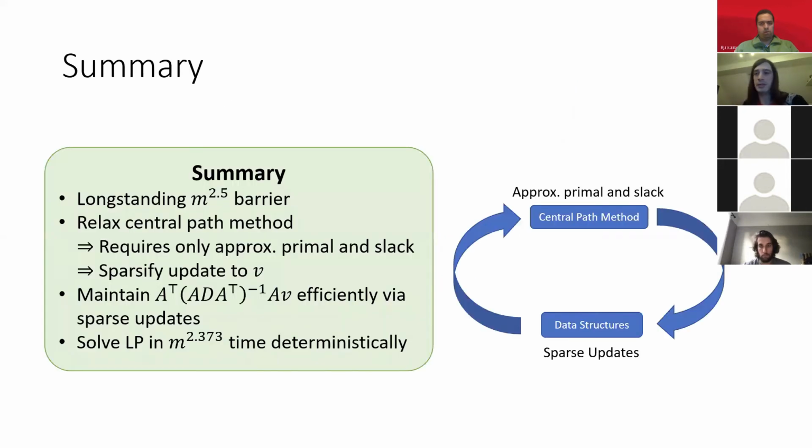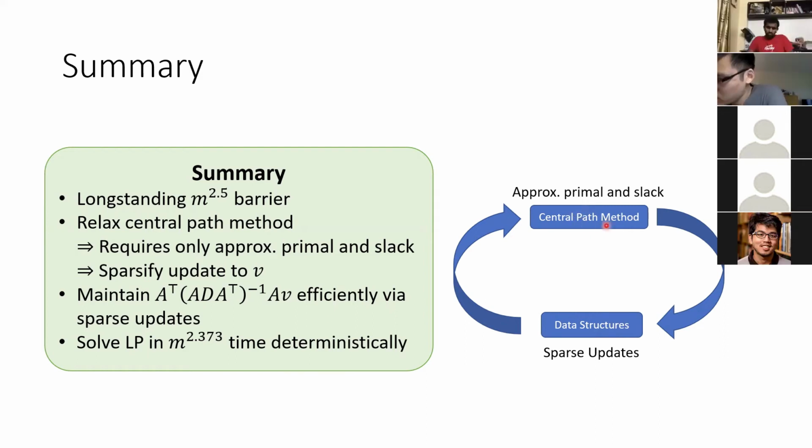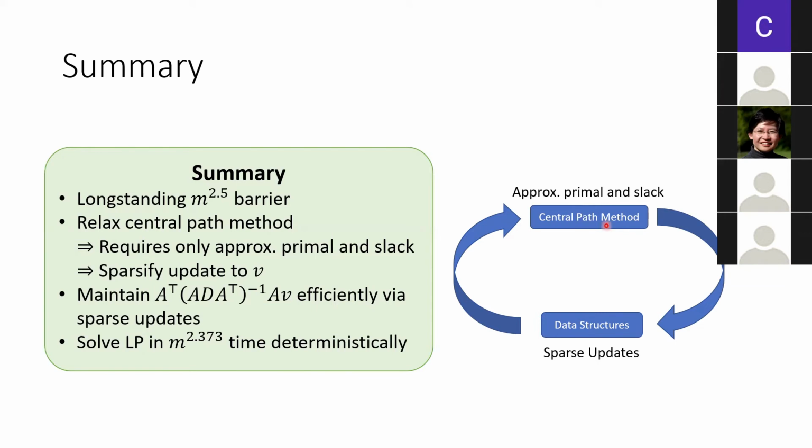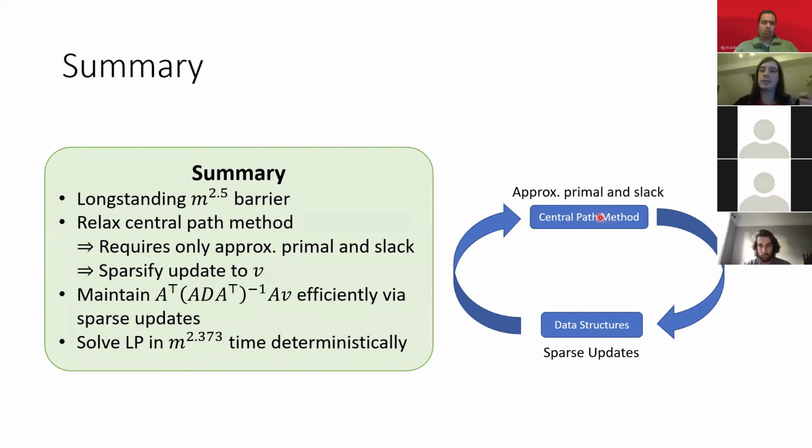So the summary here is that there was this long-standing m to the 2.5 barrier, because you always had to multiply a matrix with a vector. By analyzing the data structure problem, we realized this barrier can be broken if we have some sparse updates to the vector v. Then we had to analyze the central path method to check, can we guarantee the sparsity? And we realized, yes, that's possible if we just use approximations of the vector x and the vector s. This way we then get this m to the 2.373 time deterministic LP solver.